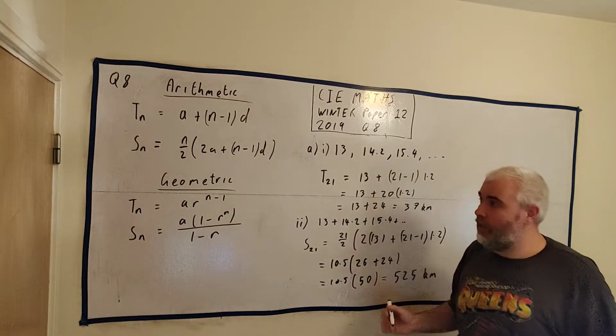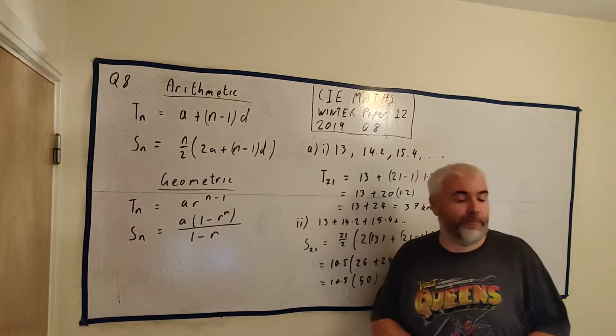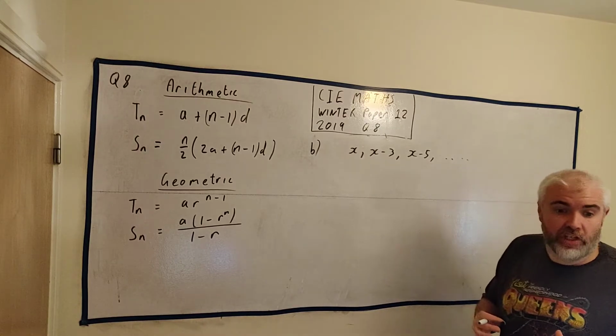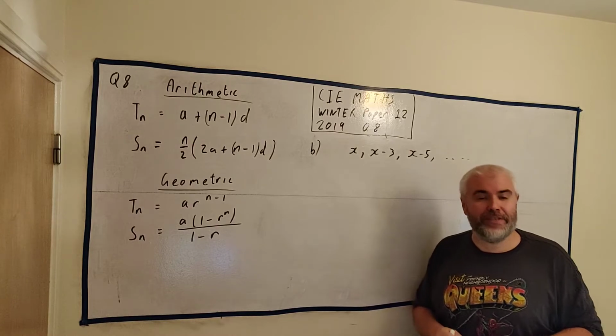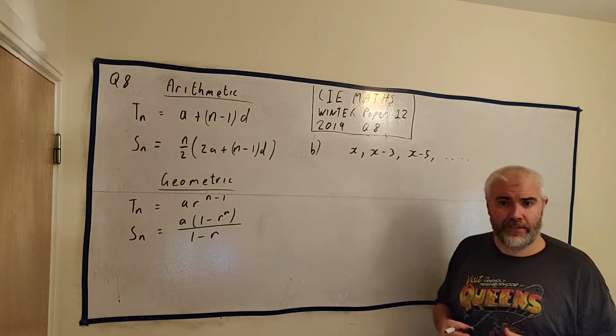I'll rub this part out and we'll do part B. I'll keep this here because we'll still need the geometric terms. Okay, part B tells us that this is the first three terms of a geometric sequence. Now, the fact that they tell us it's a geometric sequence is very important to us because we need to know what a geometric sequence is.